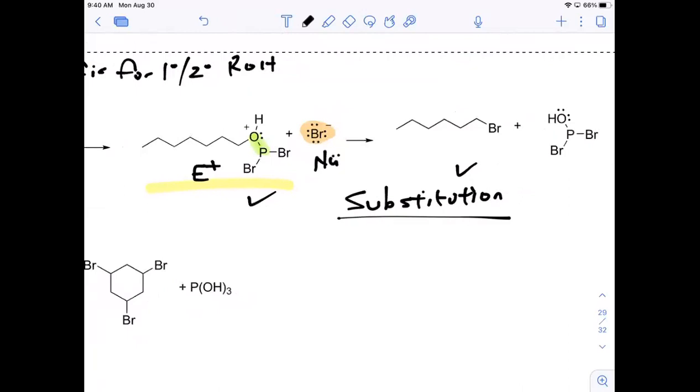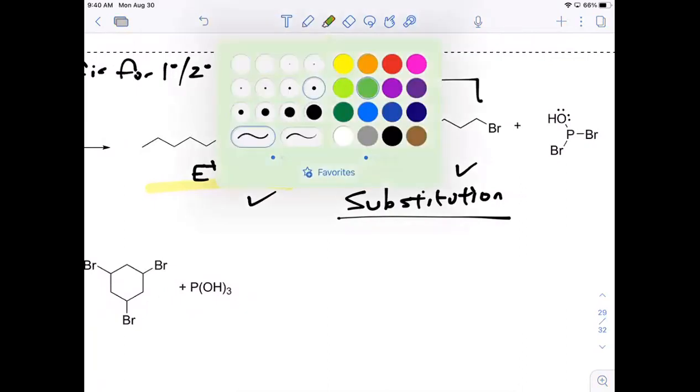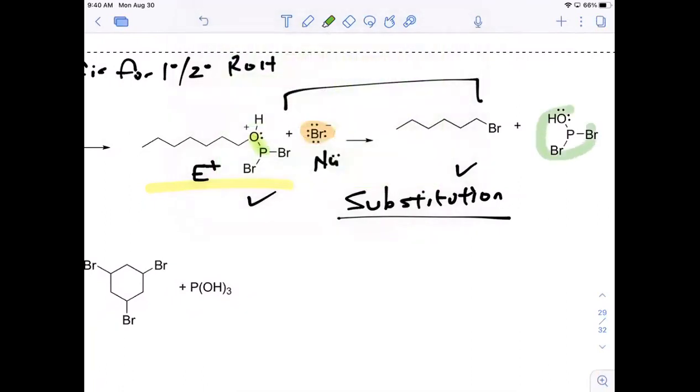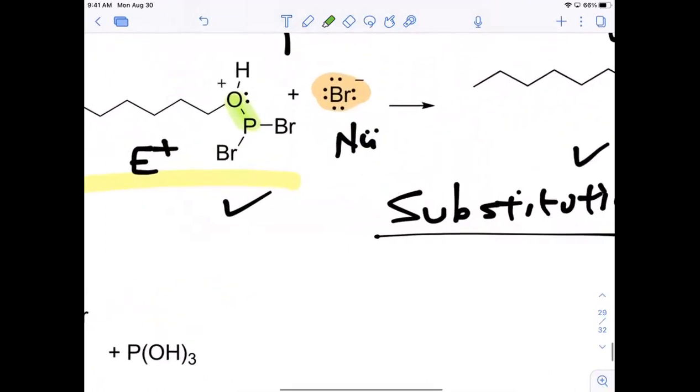Going from this step to this step, look at what I have over here. Oxygen. It's that whole thing, the whole functional group, right? Can you see that? So this whole functional group is going to leave.